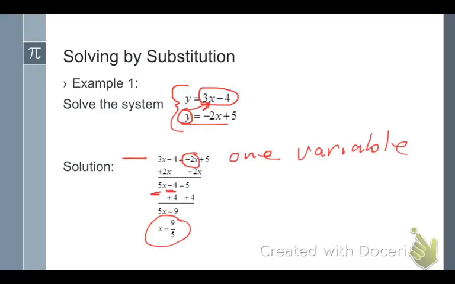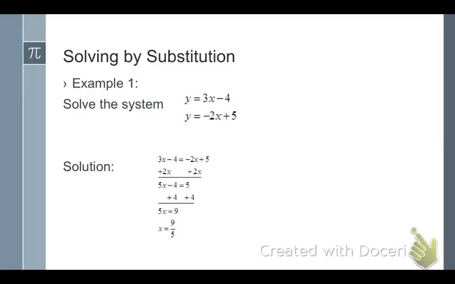But now you might be saying, we only know what x is. Well, now that we know what x is, we can, in either equation, put in x equals 9/5, and then we'll have an equation with just a y in it. We can find y. And if we do, we should be able to do that in both equations and get the same answer if this truly is correct. So let's see how that works next.